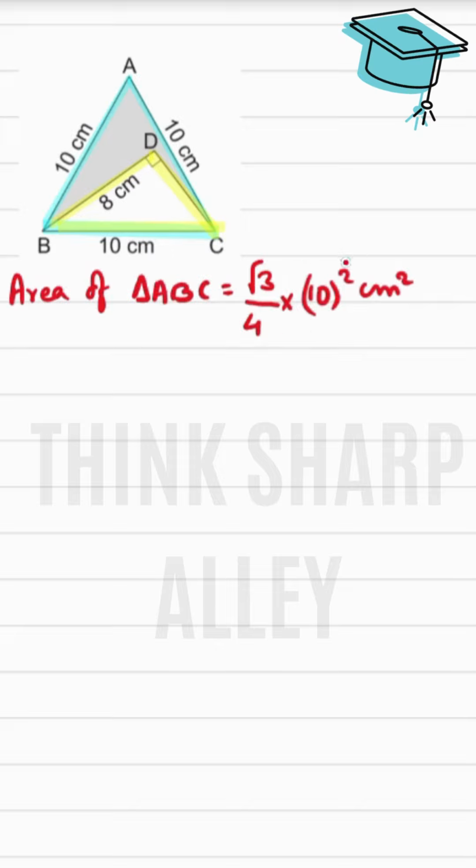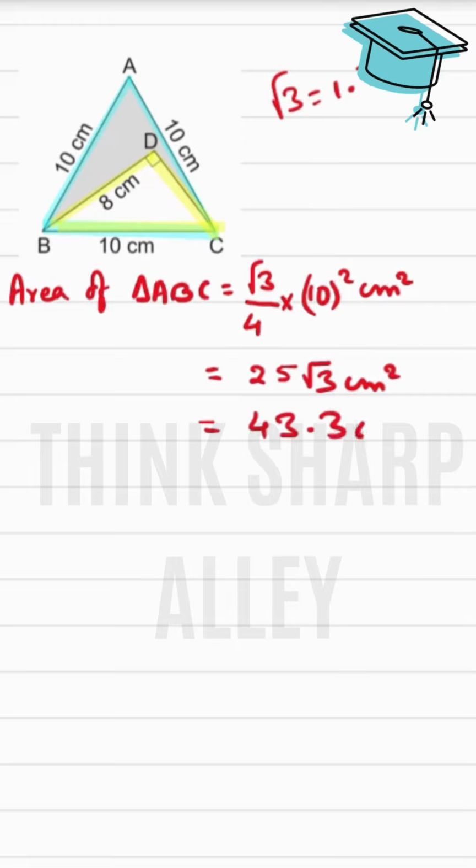Now 10 square is 100. 100 divided by 4 is 25. So area of triangle ABC is 25 root 3 centimeter square. Now let us use the value of root 3, which is equal to 1.732, and let's multiply 1.732 by 25 and we get 43.3 centimeter square as the area of triangle ABC.